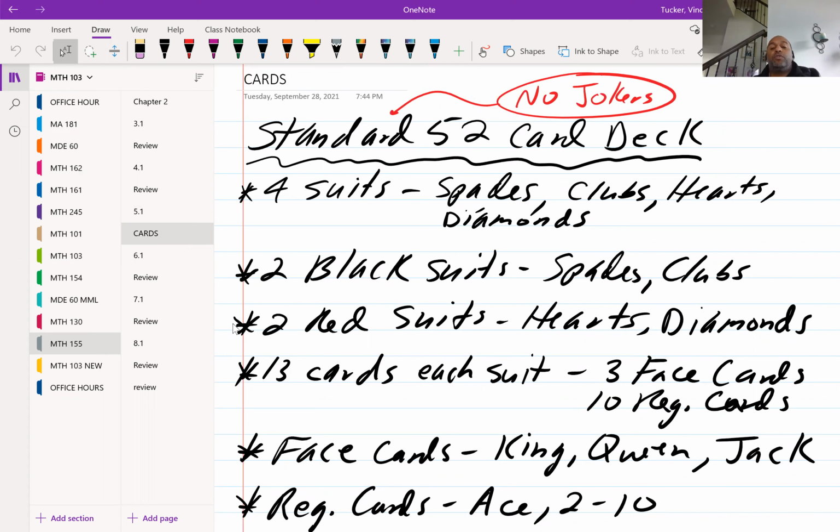Characteristics of our standard 52 card deck will be the fact that we have 4 suits: spades, clubs, hearts, diamonds. There are 2 black suits, which are your spades and your clubs, and 2 red suits, hearts and diamonds. A suit is just a category of cards that we'll have. There are 13 cards in each suit: 3 face cards and 10 regular cards. Face cards are king, queen, and jack. Regular cards are ace, and then 2 through 10. So your ace is not a face card.